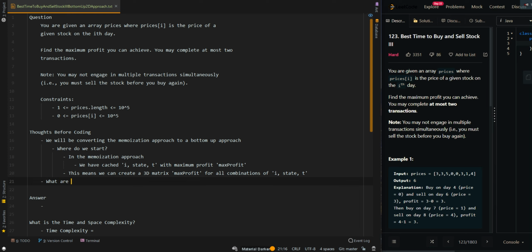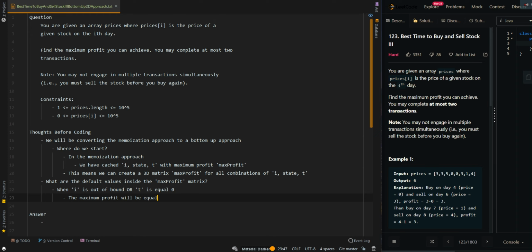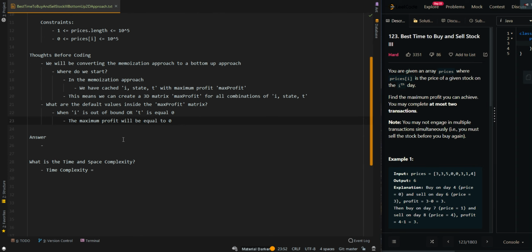Now, what are the default values inside the max profit matrix? When i is out of bound or t is equal to 0, the number of transactions we can make is 0, so the maximum profit will be equal to 0. Now let's go over the pseudocode.